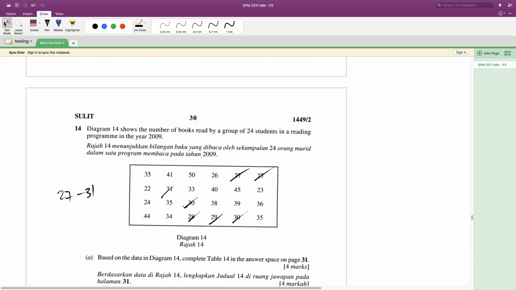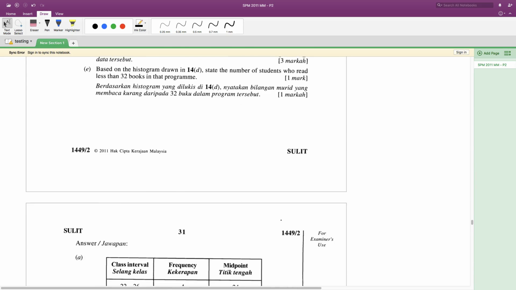32 to 36. Okay, so now next one, 32 to 36. We'll just erase it. I have 32 to 36, right? I have 1, 2, 3, 4, 5, 6. So basically I have 6 numbers here.